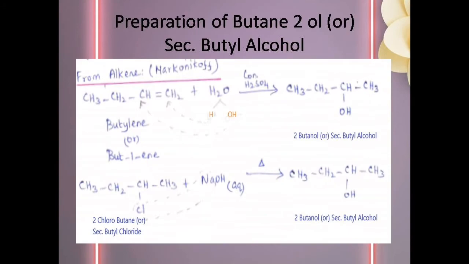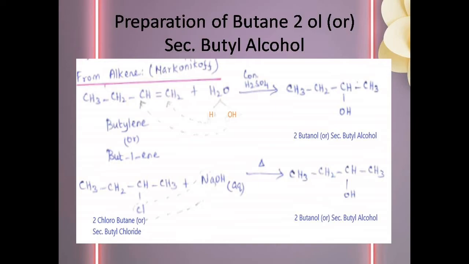Now, preparation of butane-2-ol from alkene. Alkene formula here is butylene. But means how many carbons? 4 carbons. The double bond is 'ylene' in the common name, but 'ene' in IUPAC. Ene means we have to mention which carbon has the double bond. In the first carbon we have the double bond, so the IUPAC name is but-1-ene.